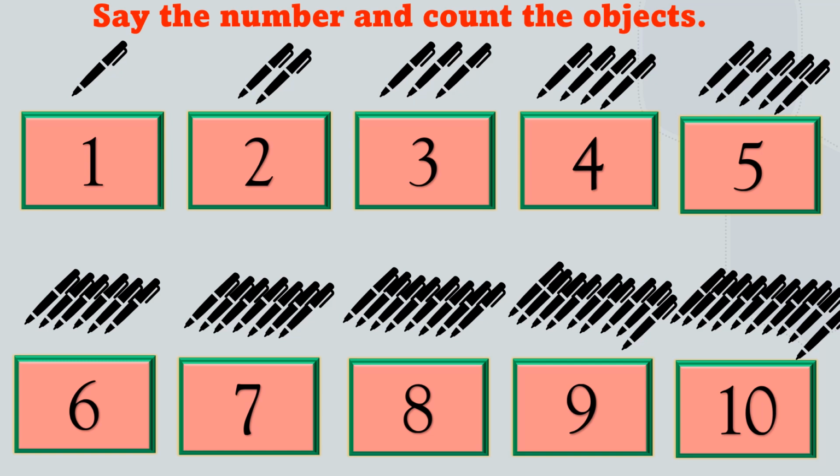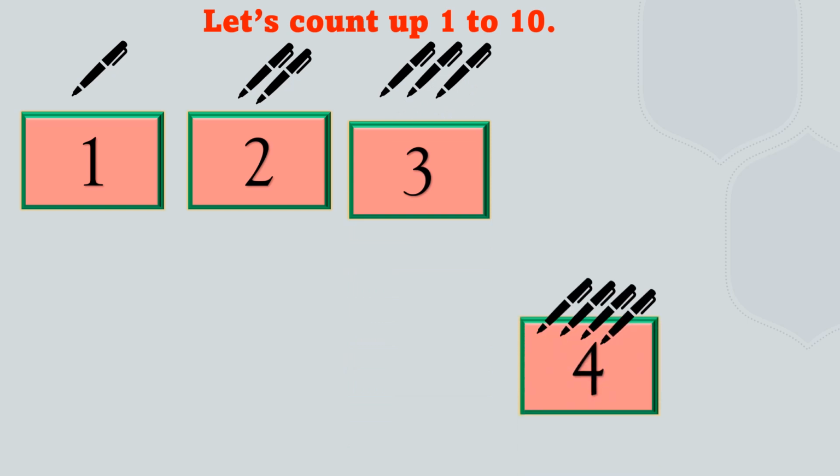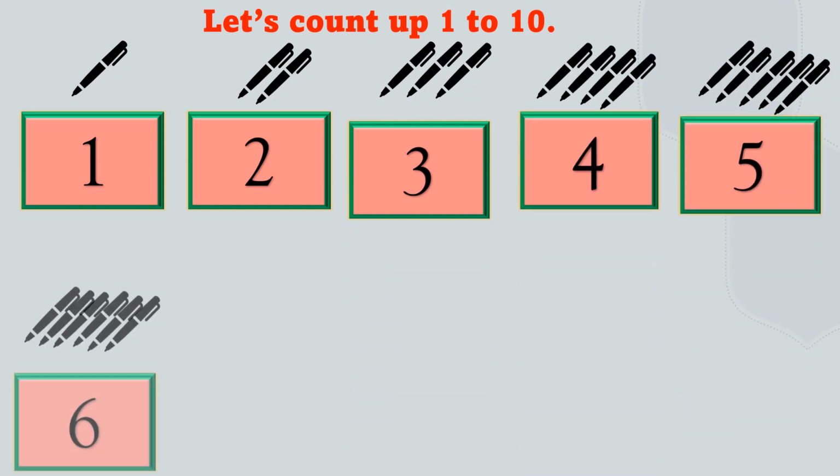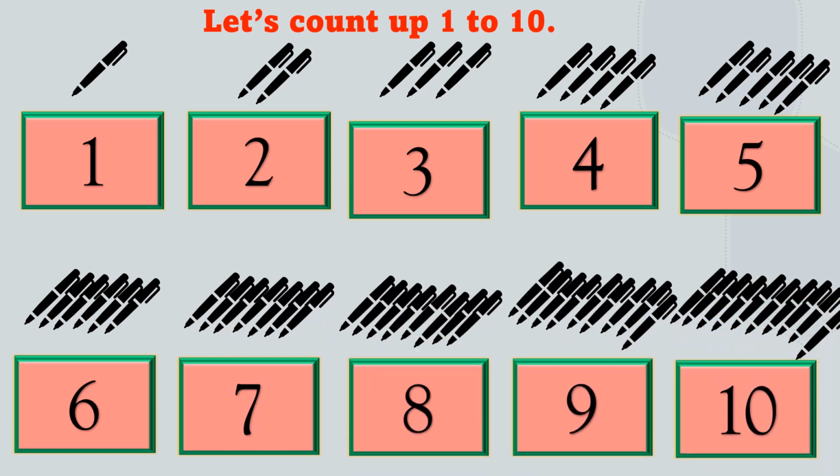Ten pens. Good job. Let's continue to count one to ten. One, two, three, four, five, six, seven, eight, nine, 10. One pen, two pens, three pens, four pens, five pens, six pens, seven pens, eight pens, nine pens, 10 pens. Good job!